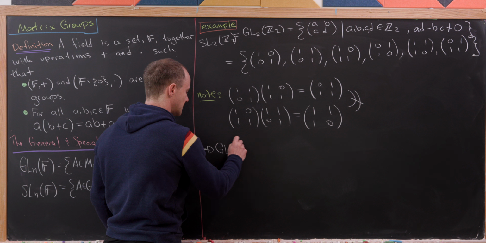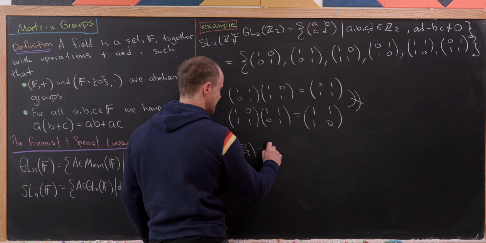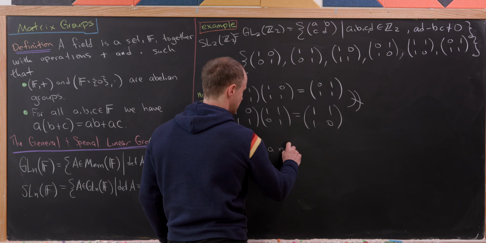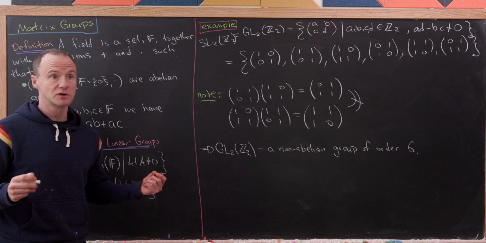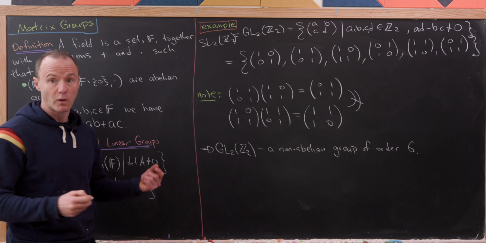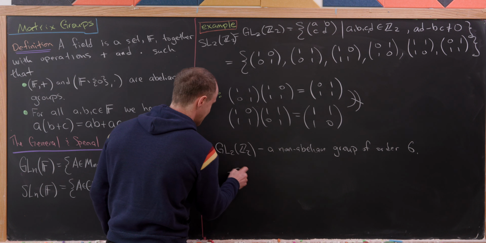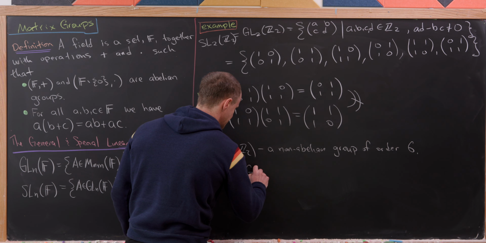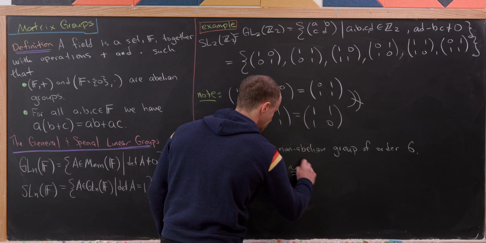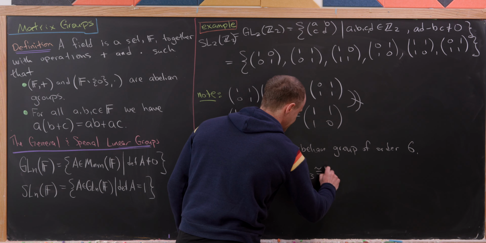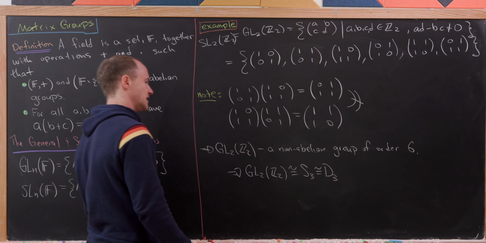Well, we know GL2Z2 is a non-abelian group of order 6. But there's only two groups of order 6, and only one of them is non-abelian, and that is S3. So that means that GL2Z2 must in fact be isomorphic to S3, which itself is isomorphic to D3.